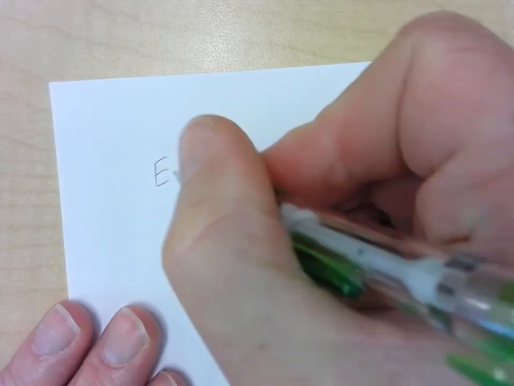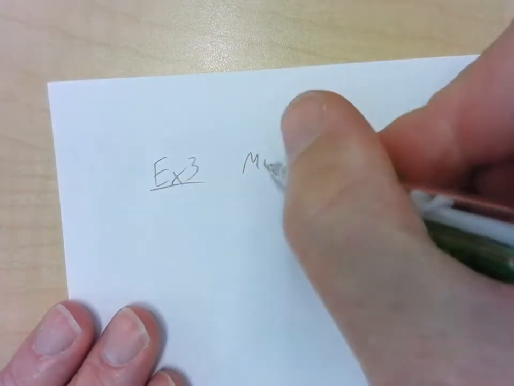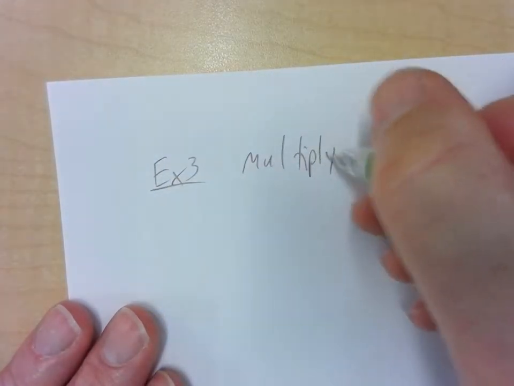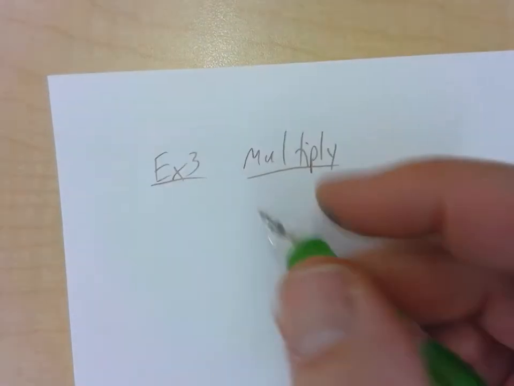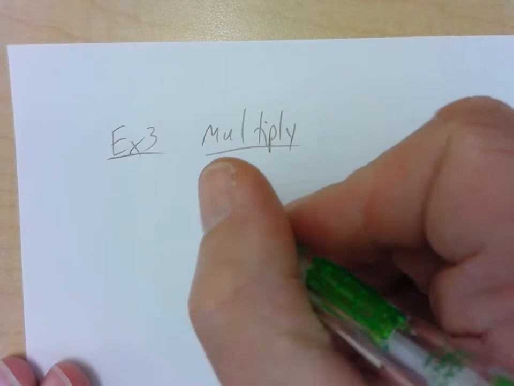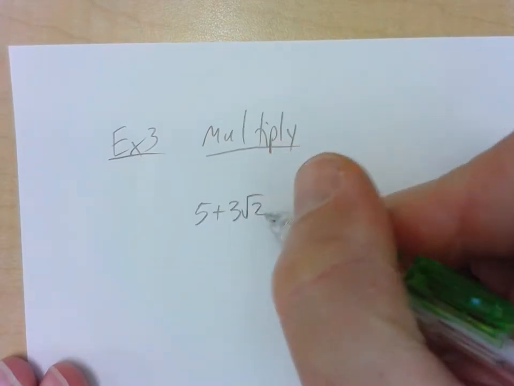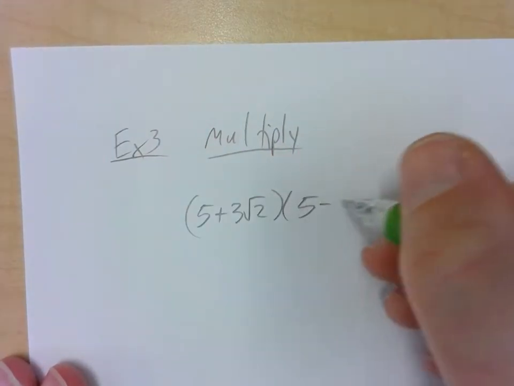All right, example 3 is going to be multiply. So example 3, we're going to multiply 2 binomials together. And so my example is 5 plus 3 radical 2, and it's going to be times 5 minus 3 radical 2.